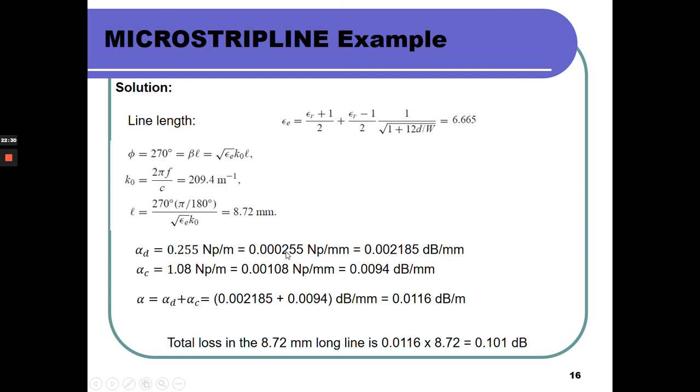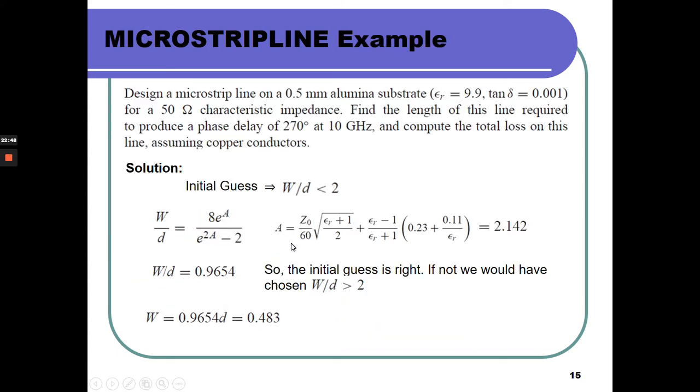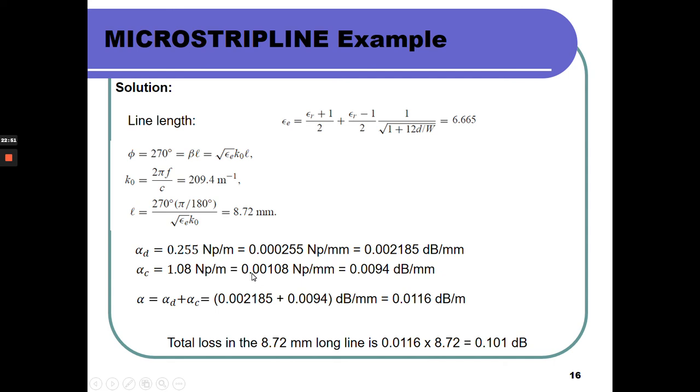And then see what I did, from here I converted to dB. Napier multiplied by 8.7 gives us dB per millimeter. The same thing I have done here. Alpha c is equal to 1.08 Napier per meter using this equation. Then I divided by 1000 to bring it to Napier per millimeter, and then I multiplied this whole thing by 8.7 to get the dB per millimeter, and then I added them to get the total loss per millimeter.